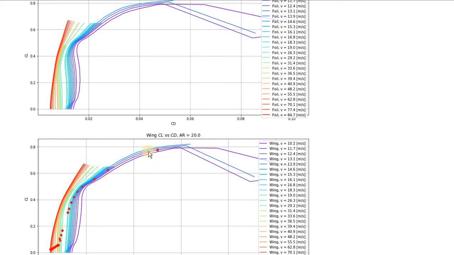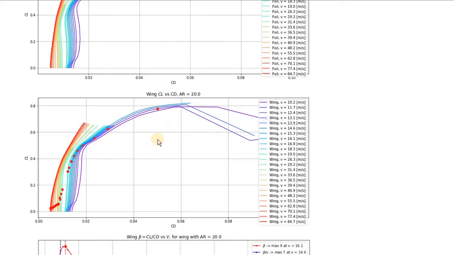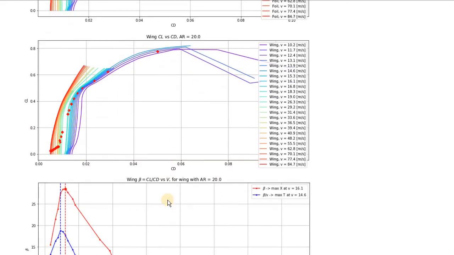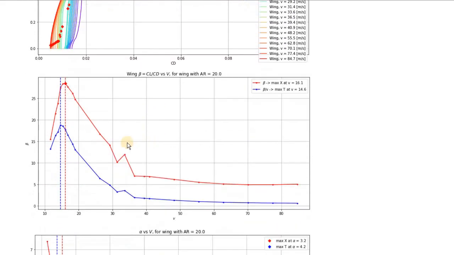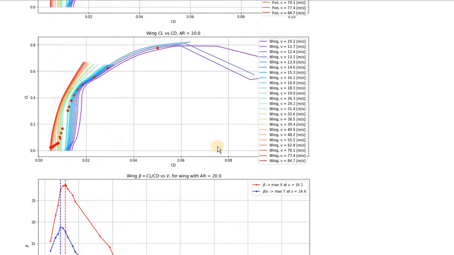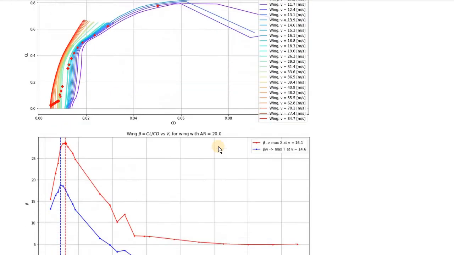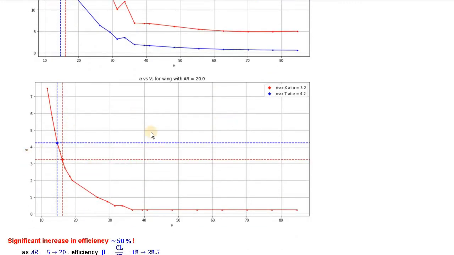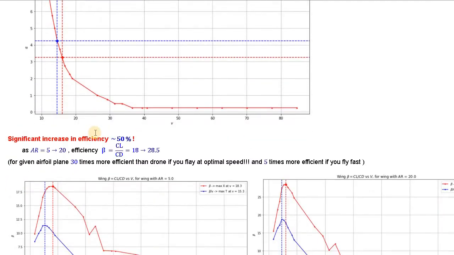We're going to find a point on the corresponding curve and then find the corresponding drag, and then, having the lift coefficient over drag coefficient, we're going to plot the efficiency of this wing. And here is the result. So again, beta goes to max, and if you look at the numbers, you're going to see that the speed is a bit lower. And here is the alpha, the angle of attack that is needed.